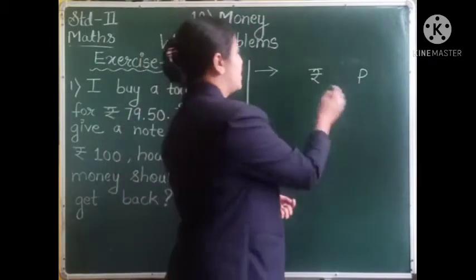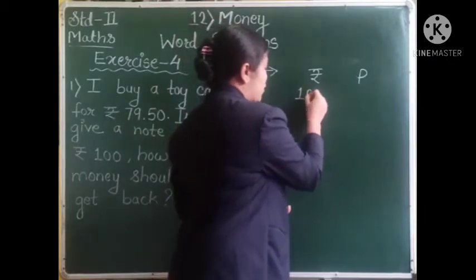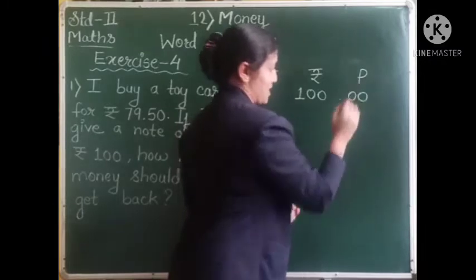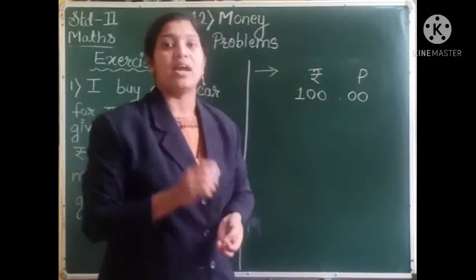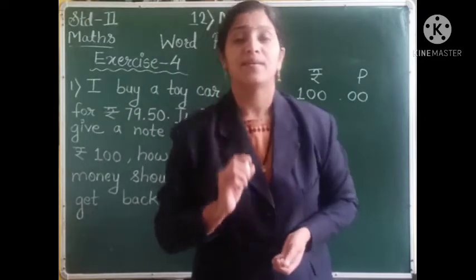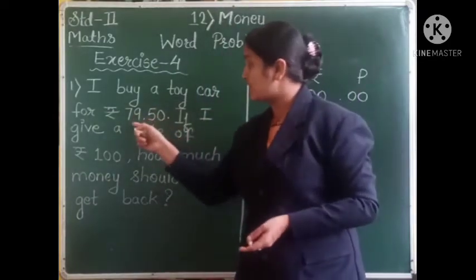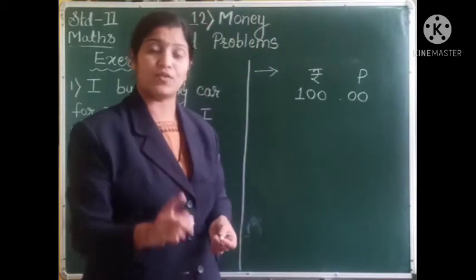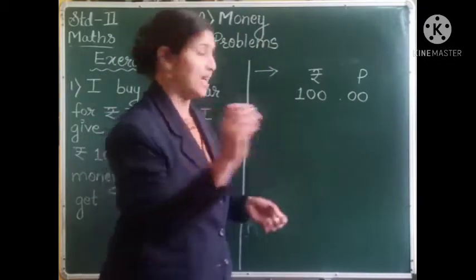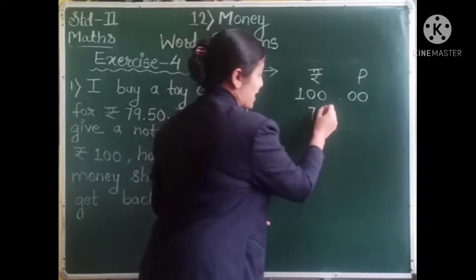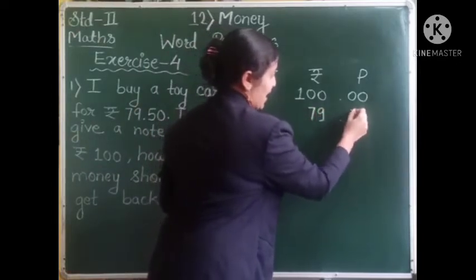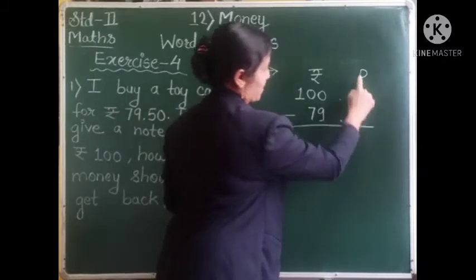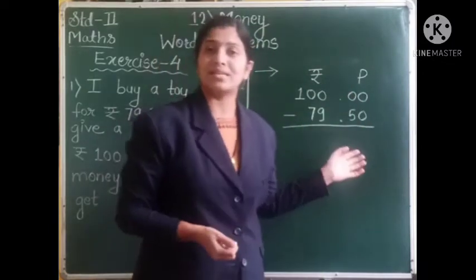And now the boy was having 100 rupees. So it was 100 rupees, no paise. He was having a 100 rupee note, and the cost of that toy car was rupees 79.50 paise. So we will subtract rupees 79.50 paise from rupees 100. So here you can see I write rupees 79.50 paise in the column of paise. So now let us subtract this.